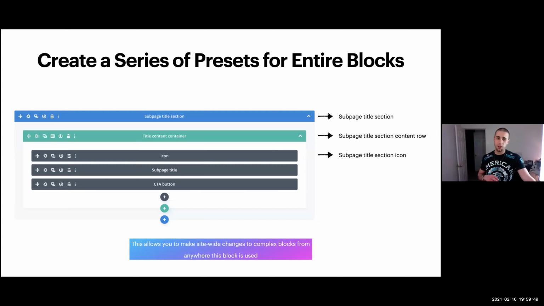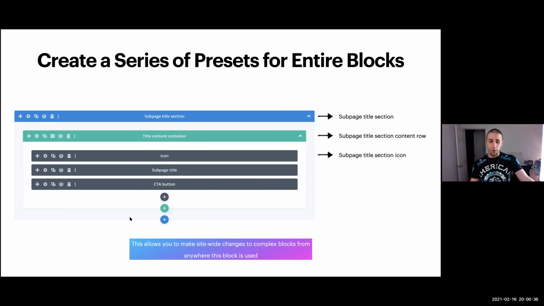So you can see on the screen here how I made a block that I called my subpage title section. I've got my section, then I've got my title content container, which is my row. And inside of that, I've got an icon, a title, and a button. So on the back end, what I've done is create a preset for this section, for this row, for this icon, the title, and the call to action button. I think of it almost like BEM naming for CSS. This is my block. This is my element. This is an element. This is an element. And this is an element. And I create a preset for every single one of those and make all of their names very similar.